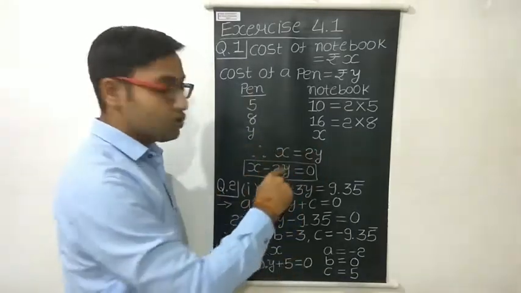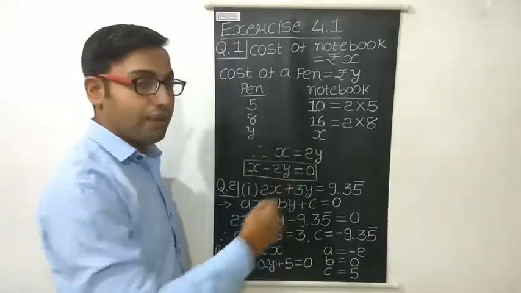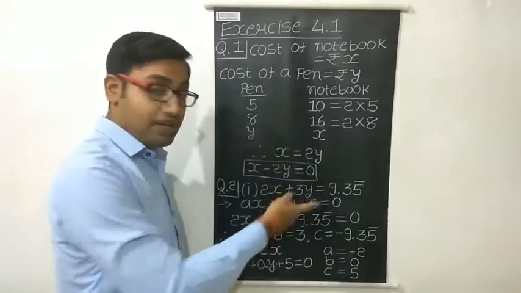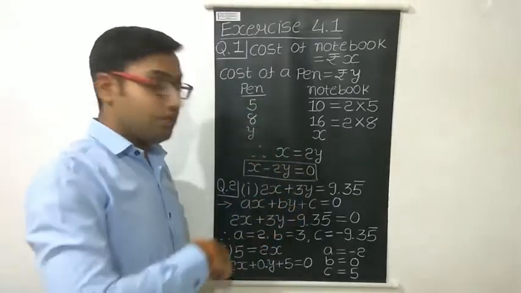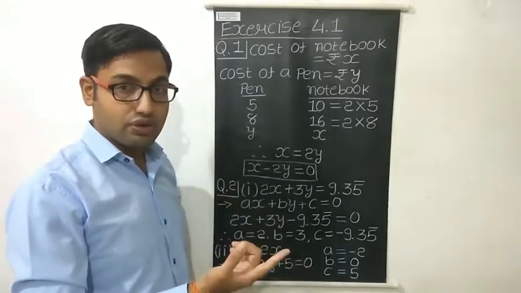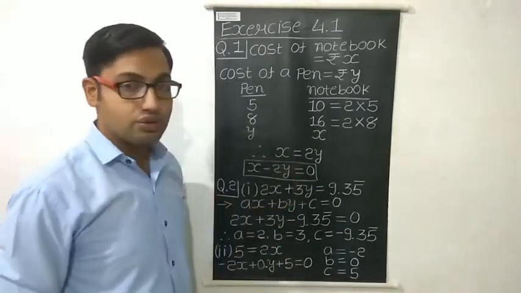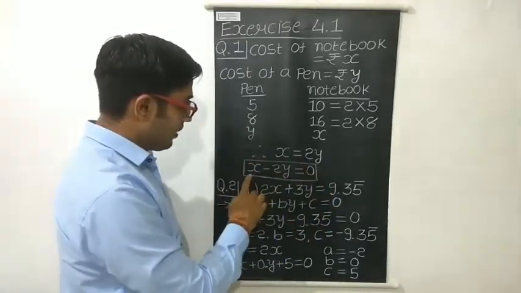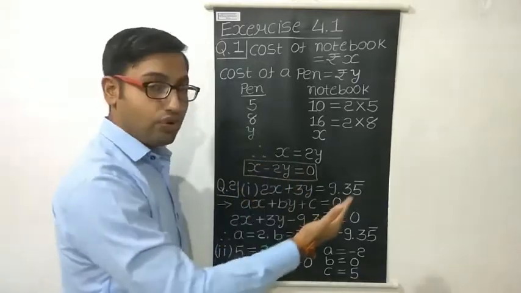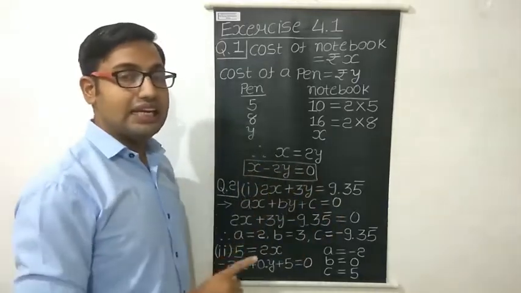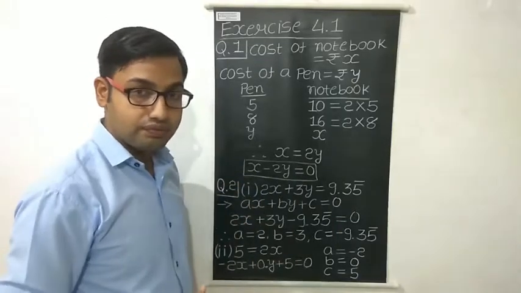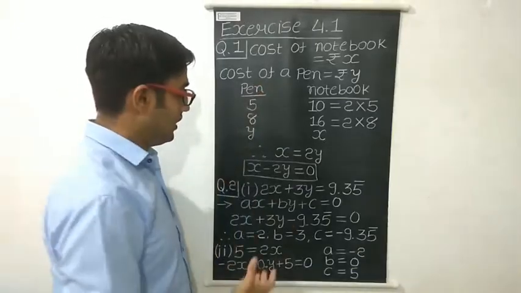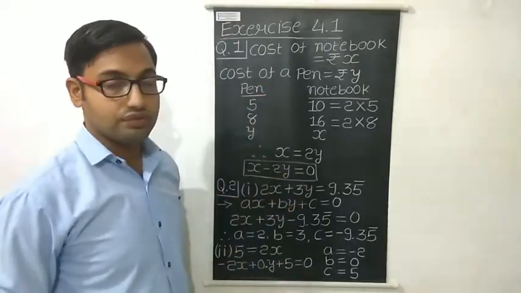So here this is the relation between the cost of notebook and pen. It becomes an equation because there is an equal sign. Two variables are there, x and y. Both the variables have power equal to 1. So by taking this 2y to the left hand side, it will become minus. Therefore x minus 2y is equal to 0. This will become a linear equation in two variables. So in this way, according to the situation given in the question, we can write down this equation.